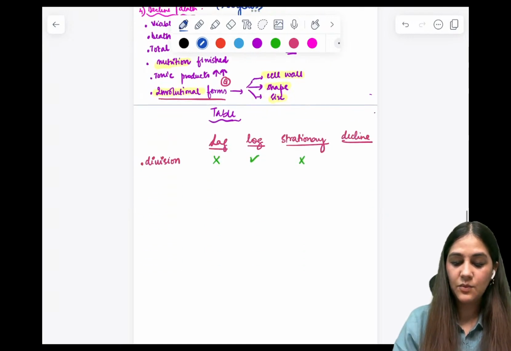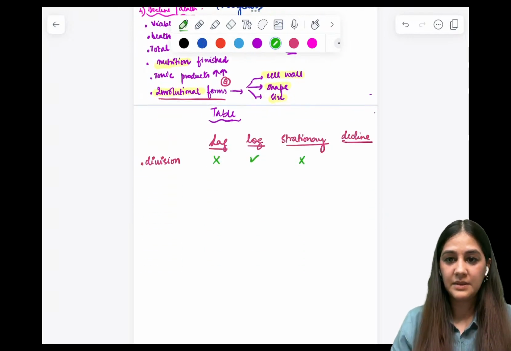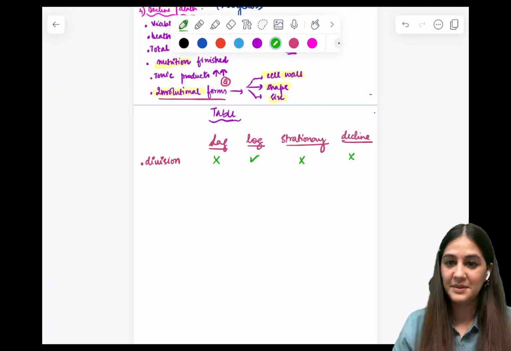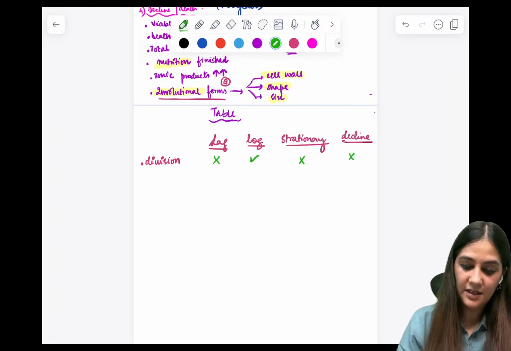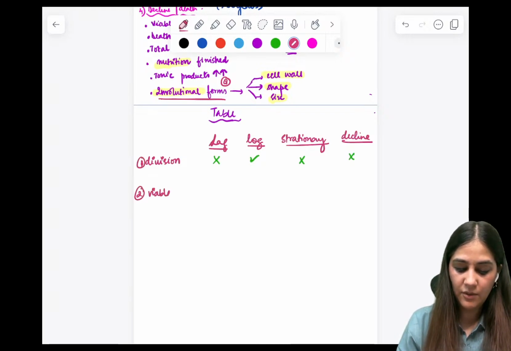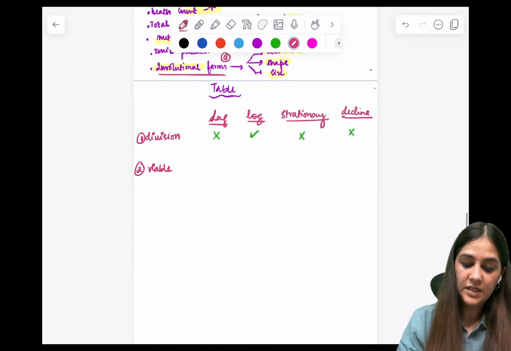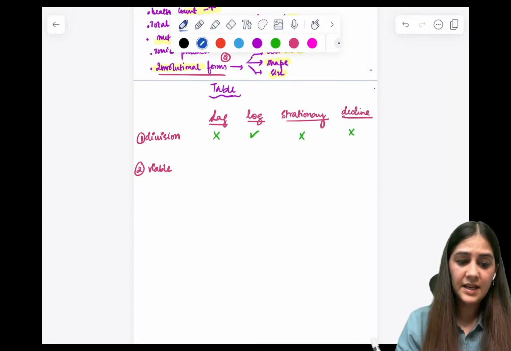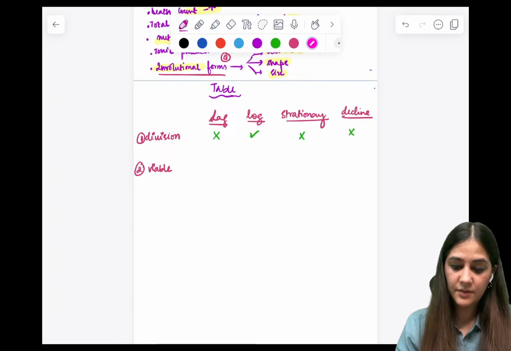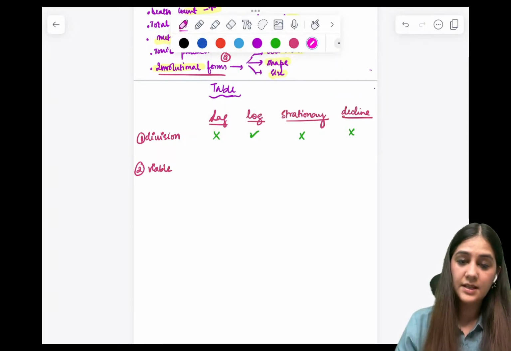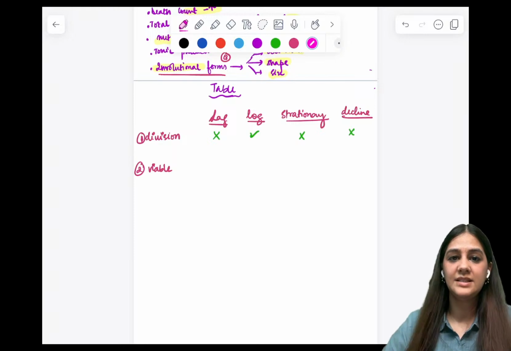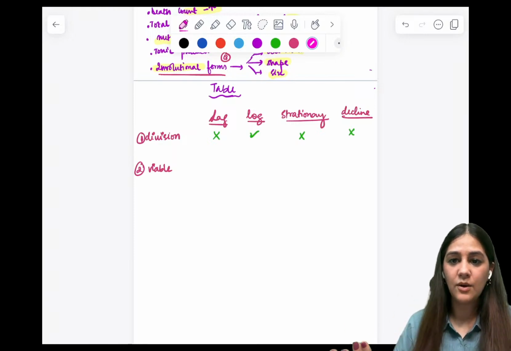So in the decline phase, what is happening? Is anybody having babies? No, they're not having babies. So division is just seen in the log phase. So that is the first thing. Next, let's talk about the viable count. Is there any new progeny seen in the lag phase? Viable count, what is happening?